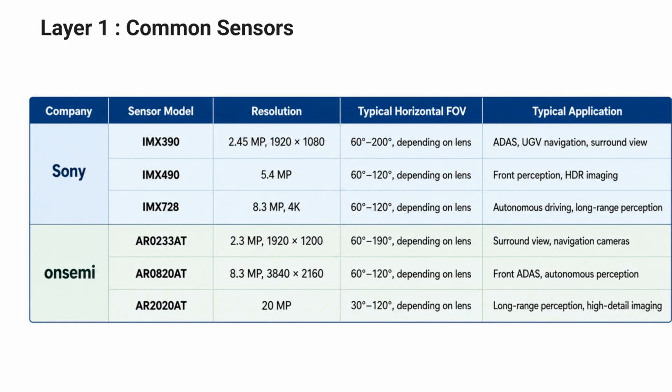This slide compares representative automotive image sensors from Sony and Onsemi, two of the leading companies in CMOS imaging technology. Sony models such as the IMX390, IMX490, and IMX728 cover applications ranging from surround view and UGV navigation to high-resolution autonomous driving. Similarly, Onsemi sensors such as the AR0233AT, AR0820AT, and AR2020AT support navigation, front-facing ADAS, and long-range perception. The table compares each sensor by resolution, typical horizontal field of view, and common vehicle application.